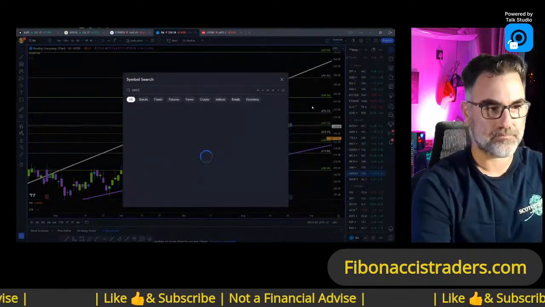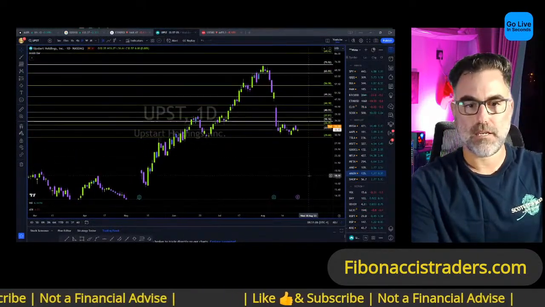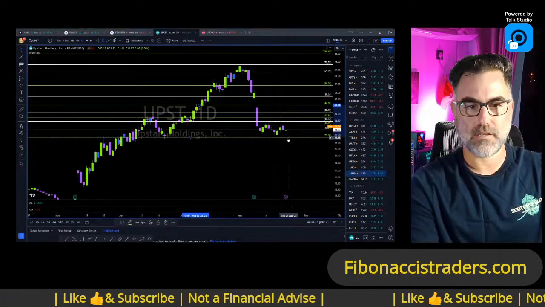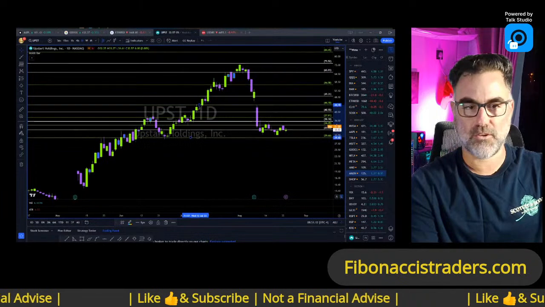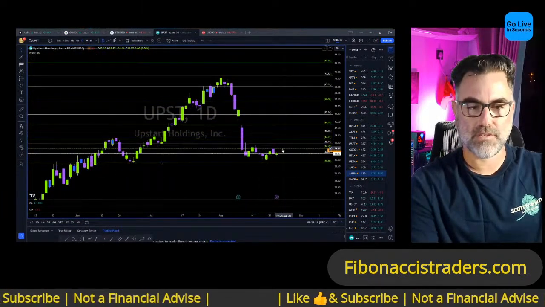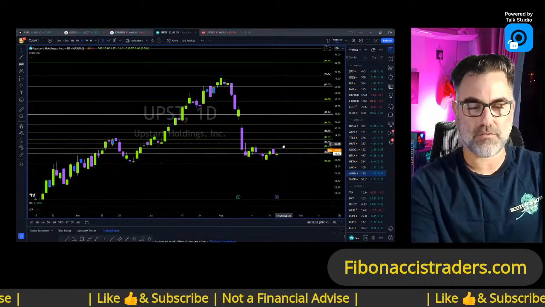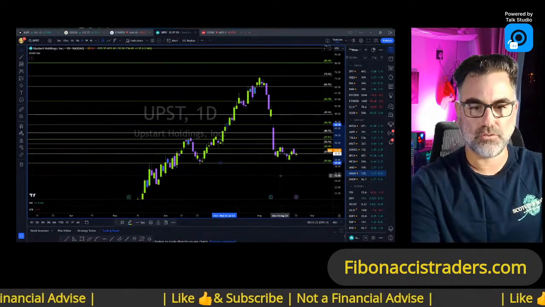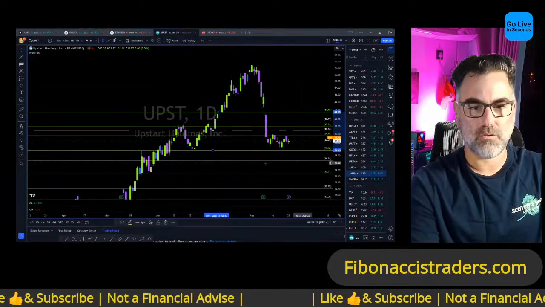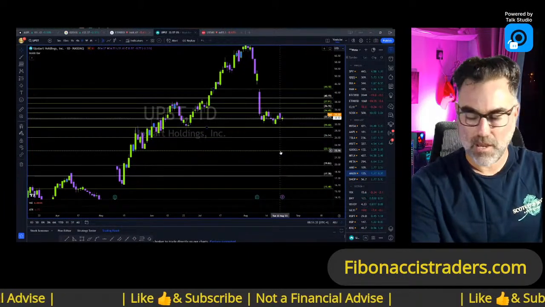UPST. Daily. Moving sideways. 29, 60, sorry. Holding a support. 35 resistance. Long, in my opinion, only above 35, 36. Short continuation below 29. To the downside, we have 26, 23. RK.